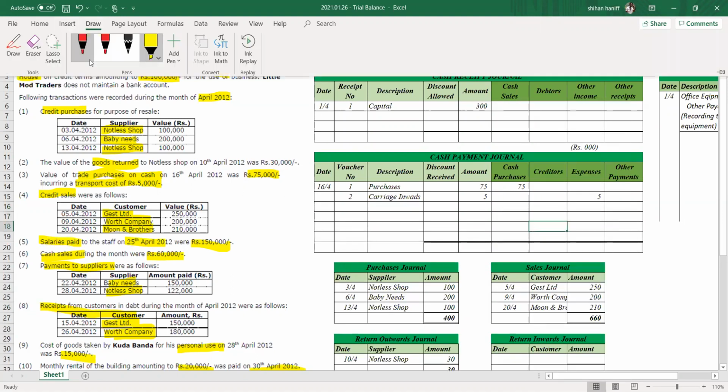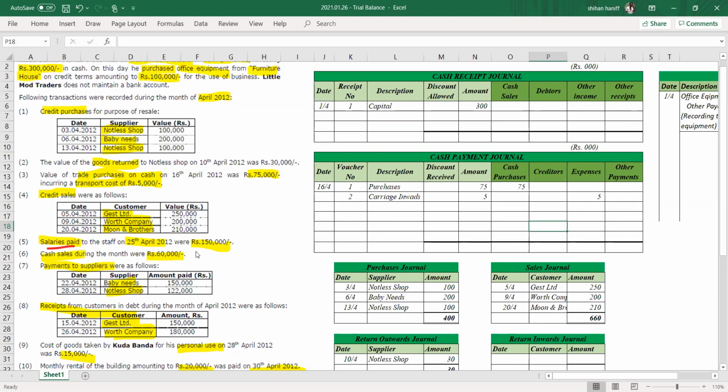So the next transaction, salaries paid 150,000, 25th April, salaries 150,000, which is an expense. Salaries paid 150,000, which is an expense.